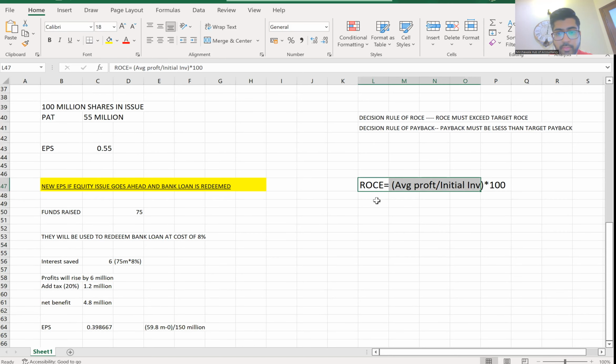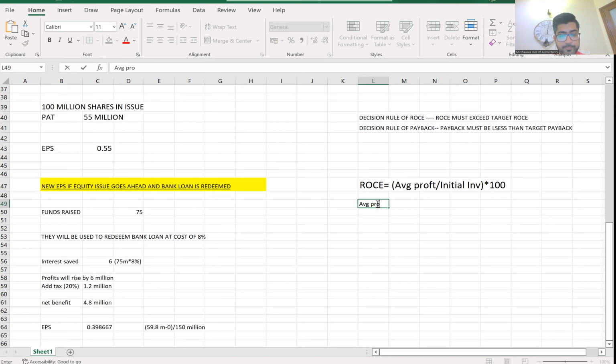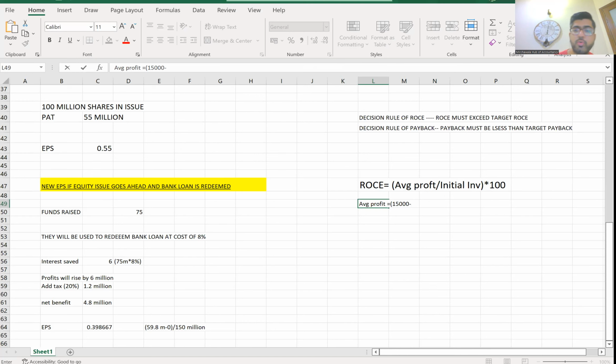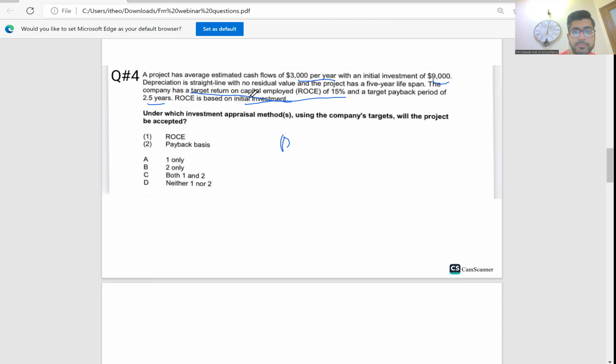Okay, so if I am trying to find the average profit, I have told you the formula of average profit: take total taxable profit. Total taxable profit is 3,000 per year. Taxable profit is cash flow, sales less all costs, 3,000 per year, 5-year life. So total taxable profit is 15,000 minus total depreciation. Depreciation is straight line, no scrap value.